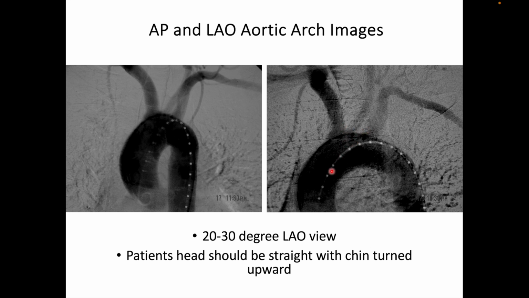What we usually do is keep the patient's head straight with chin slightly turned upwards. We remove the pillow from below the head, and then we don't move the patient's head for any angulations. We just move the image intensifier in whichever way we want to, but the head remains straight.